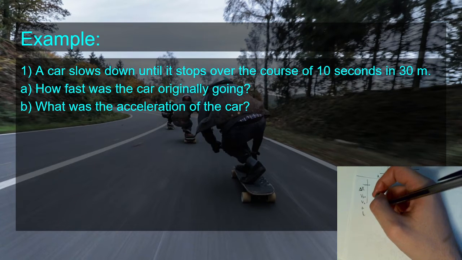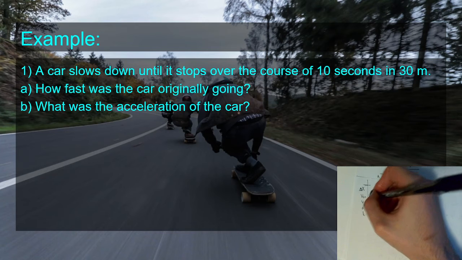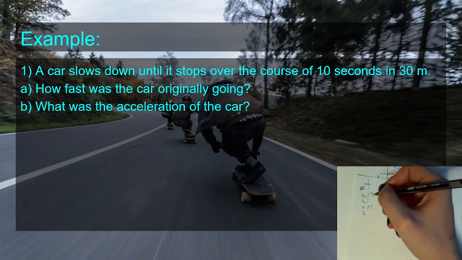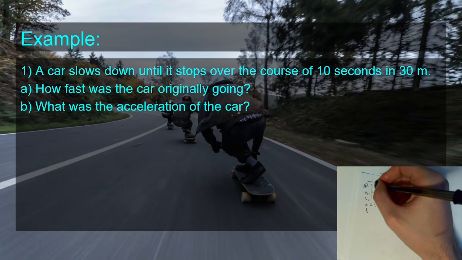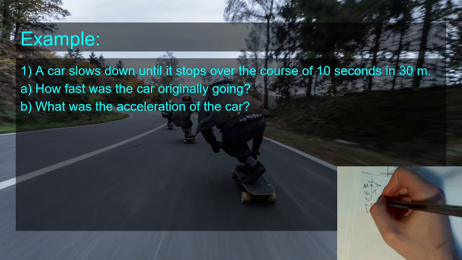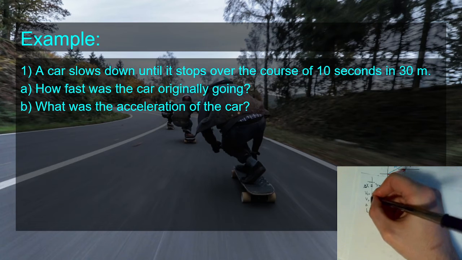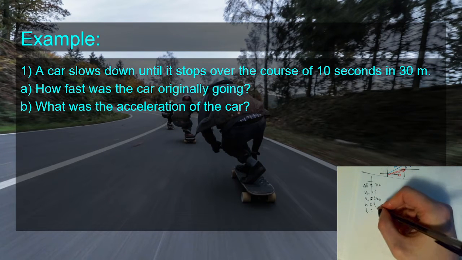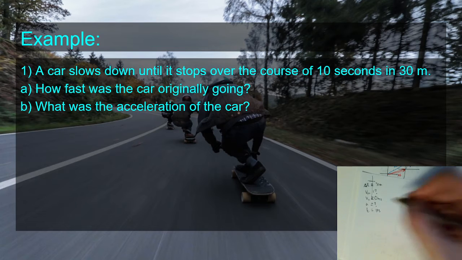The two things we don't know here are how fast the car was originally going, so Vx naught, or the acceleration, so leave A as a variable. We know that our displacement for this one is 30 meters because we travel 30 meters in the time that we're stopping. We know that our final velocity for this one is 0 because it winds up stopping. We also know that our time for this one is 10 seconds because it needs to stop.